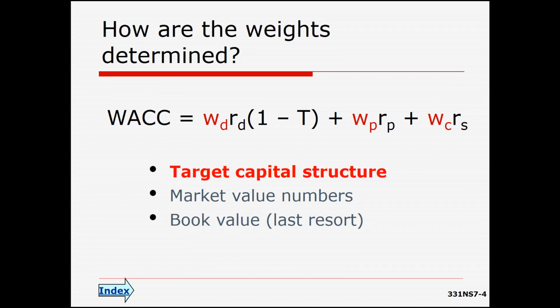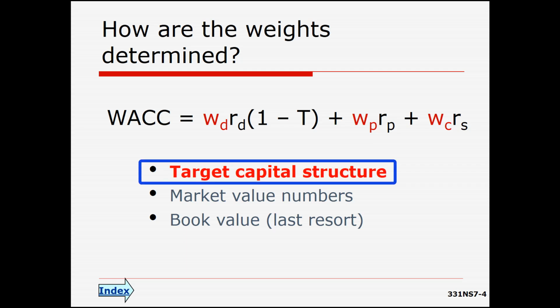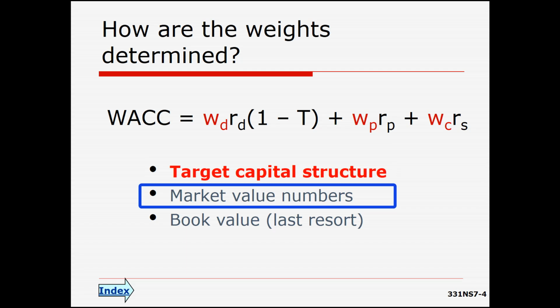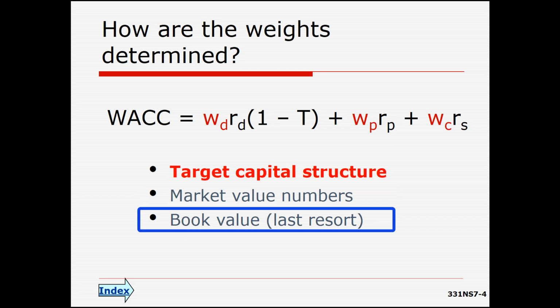The weights used in the formula represent the percentage of the firm funded by each source of capital. The optimal source for weights is the firm's own target capital structure. As an insider, you may have access to this data. As an outsider, you may not. The next best choice is to use market value weights. Market value of equity is just the number of shares outstanding times the price per share. Market value of debt is the number of bonds outstanding times the current selling price per bond. Using book value is a last resort, since book value may not correctly reflect market values.